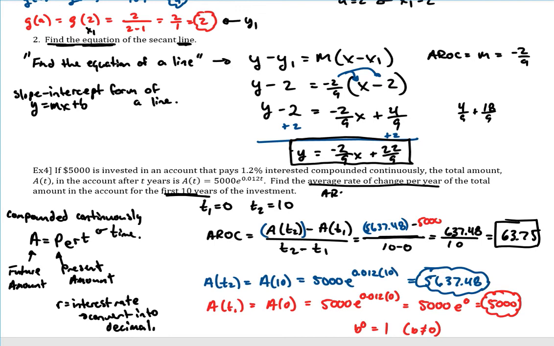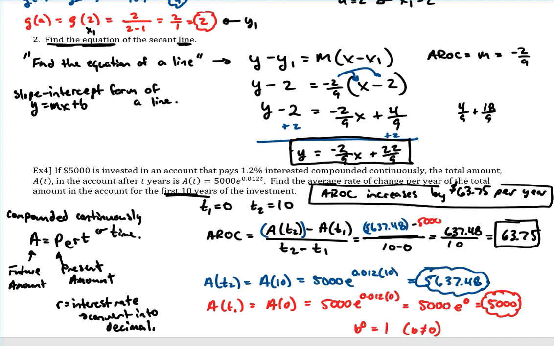This is a positive value. So what we would say is the average rate of change increases by $63.75. I guess the dollars would go over there. Let me erase that. The dollar sign is left of the number, like that. So the average rate of change increases by $63.75 per year. That's what it's stating. That's how the account changes. It's like every year you get 63 new dollars in this account based on this interest rate. And that's true for the first 10 years.